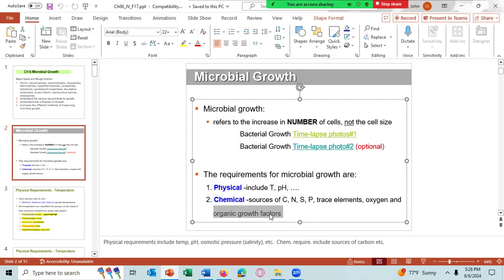There are a few other things besides vitamins, like essential amino acids and essential fatty acids. These are either amino acids or fatty acids that our body cannot make, and so we must get them in our diet. An example of an essential amino acid would be the amino acid lysine. We must get it in our diet, or else we'd become sick and eventually die, because we cannot make that amino acid. And those are what organic growth factors are.